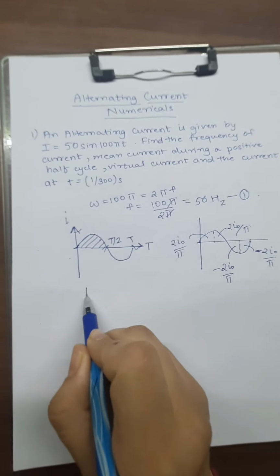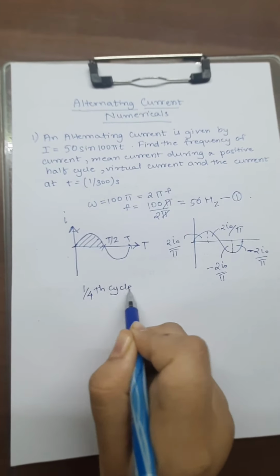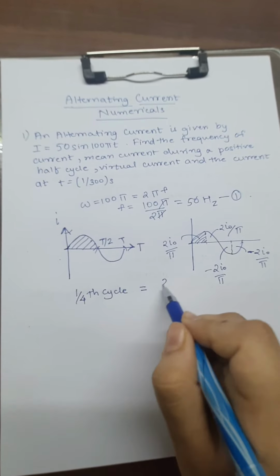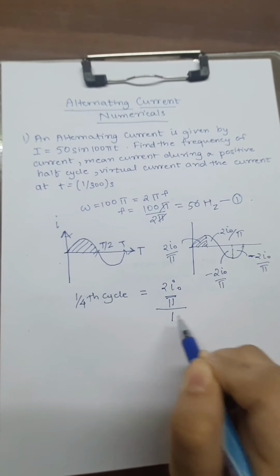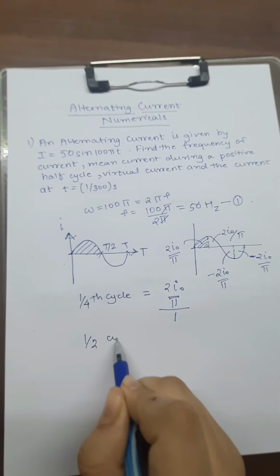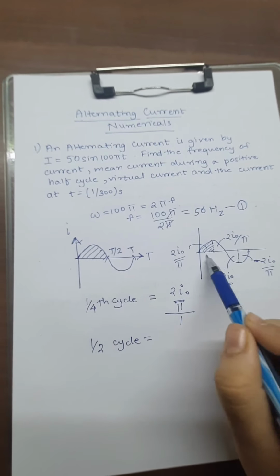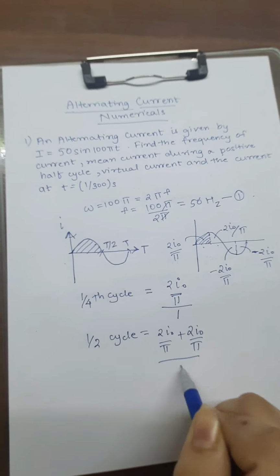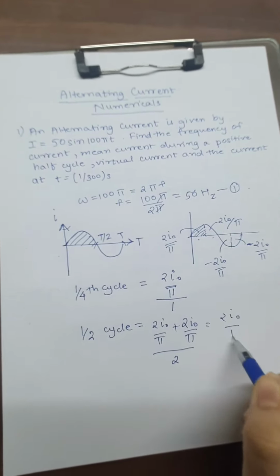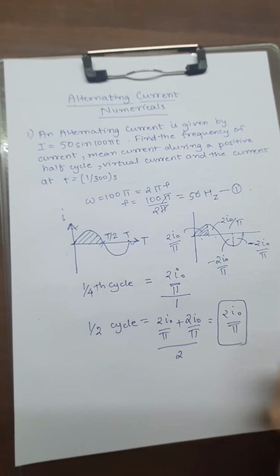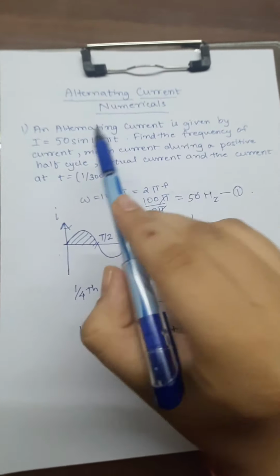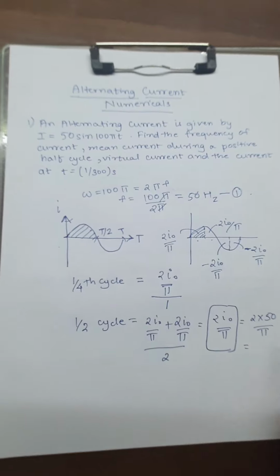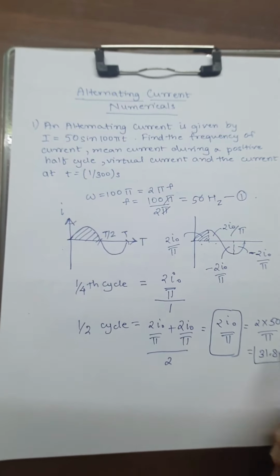So for 1/4 cycle, that is for this space, and for half cycle it will be 2 I naught by pi plus 2 I naught by pi divided by 2, which is 2 I naught by pi. So this is the answer that we require. After substituting the value of I naught from this equation, that is 50, the value we get is 31.8 ampere. So this is the second answer.